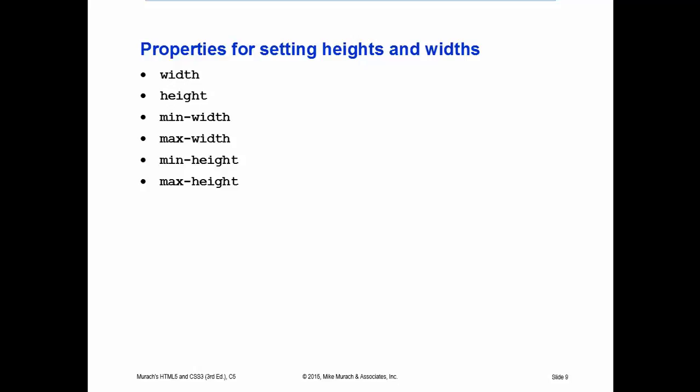So we've got some properties on pages 172 and 173 that you use for setting widths and heights. The width specifies the width of the content area for a block element. The height specifies the height of a content area for a block element. The minimum width specifies the minimum width for a content area of a block element. Max width, the maximum width for a content area of the block element. Minimum height, the minimum height for a content area of a block element, and max height for the maximum height of the content area of a block element.